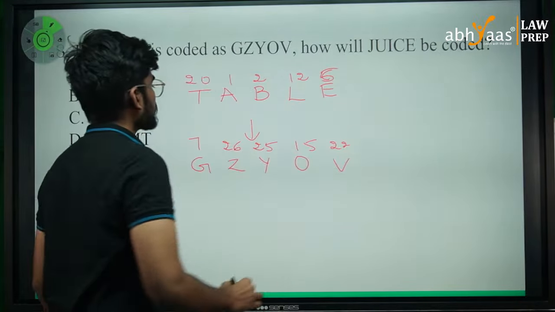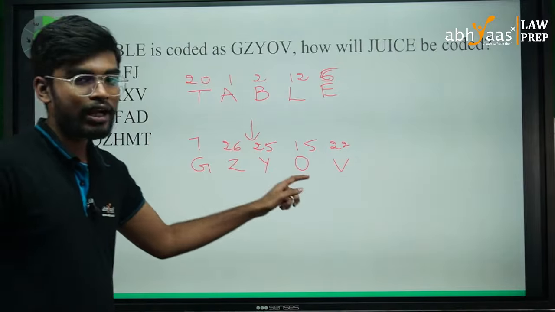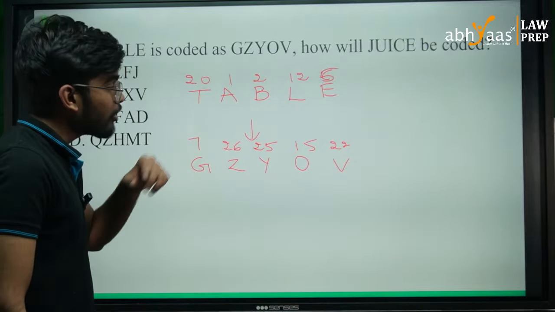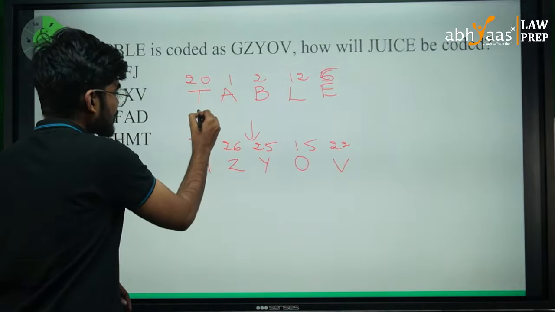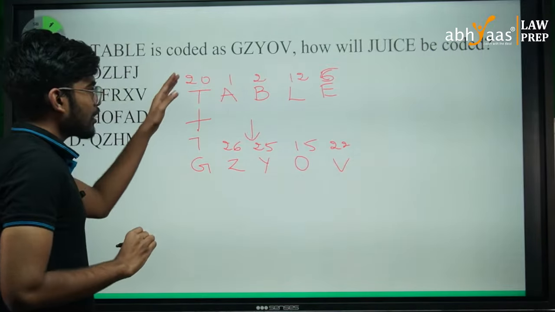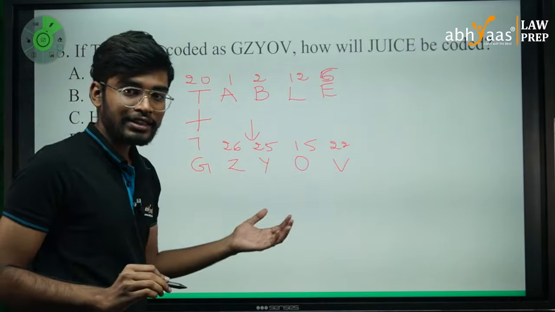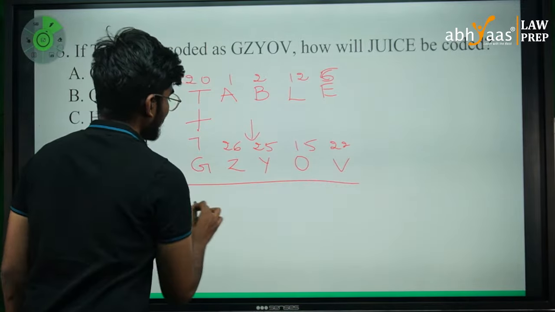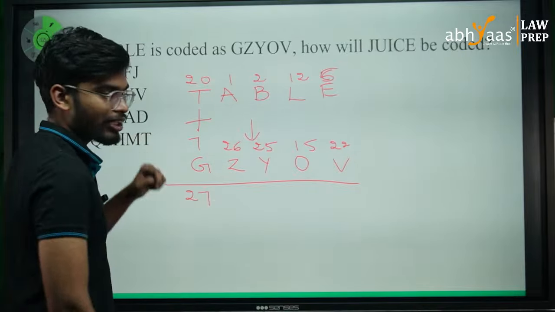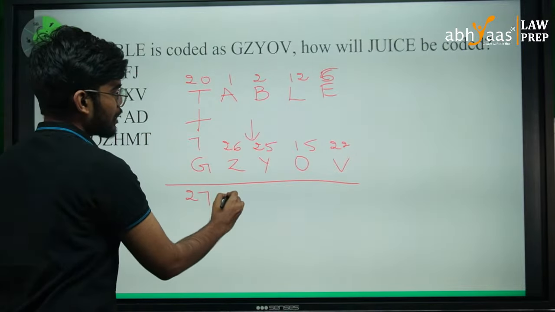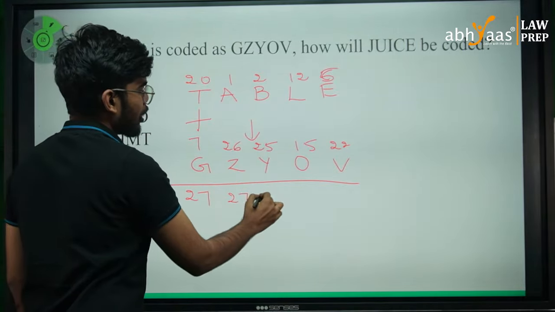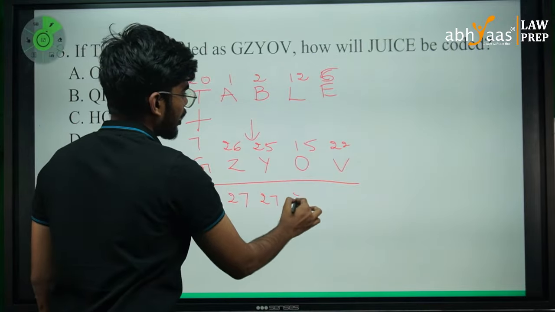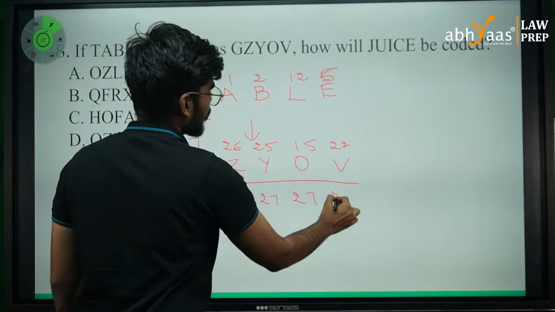What did you observe? There is no specific pattern, but we can clearly observe that the numerical values of the first letter and second letter add up to 27. 20 plus 7 is 27, 1 plus 26 is 27, 2 plus 25 is 27, 12 plus 15 is 27, 5 plus 22 is 27.